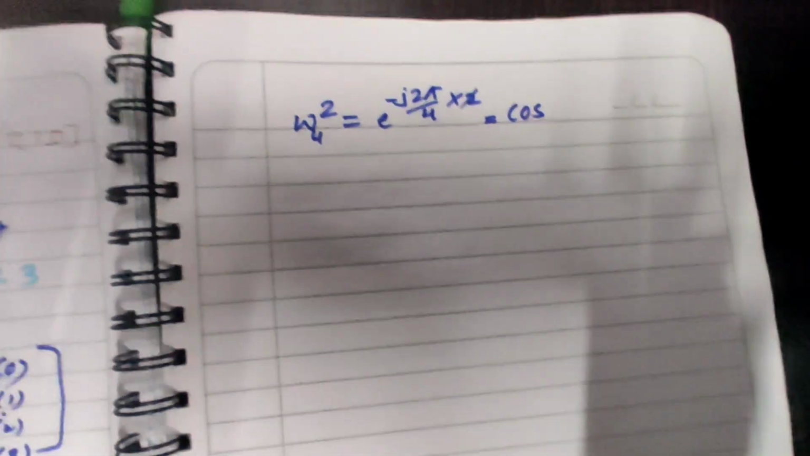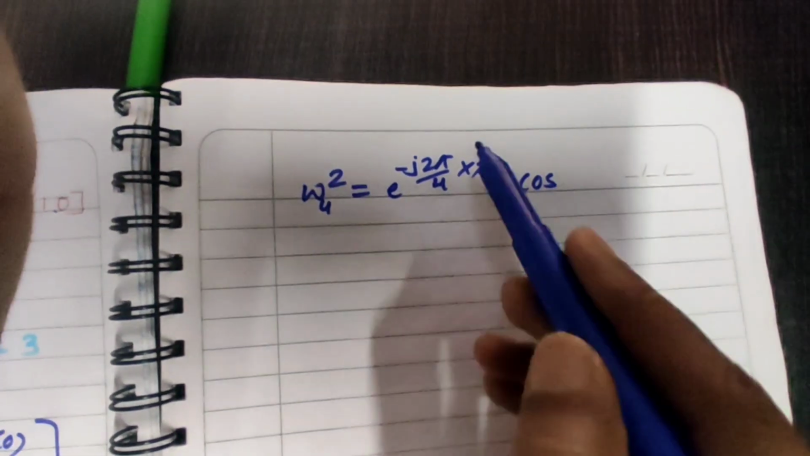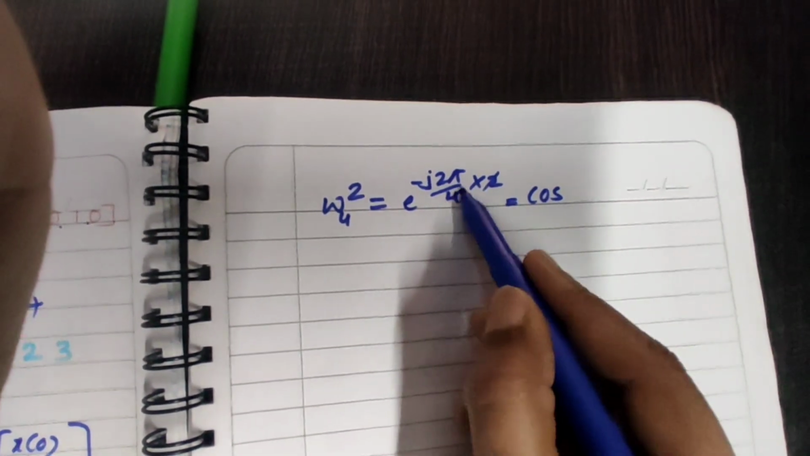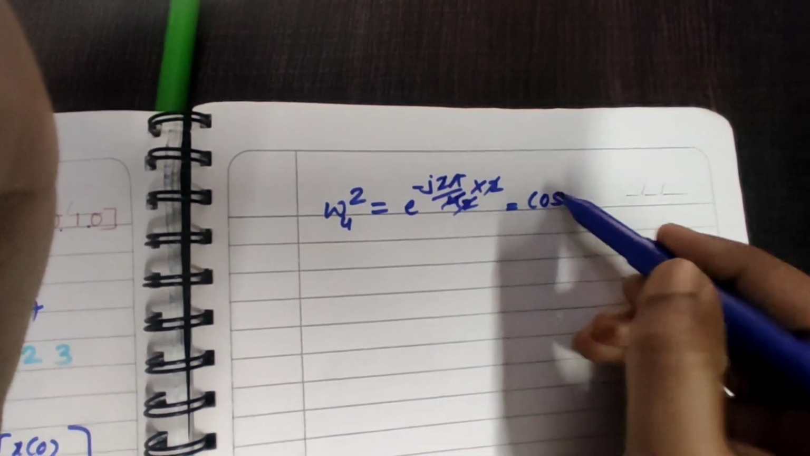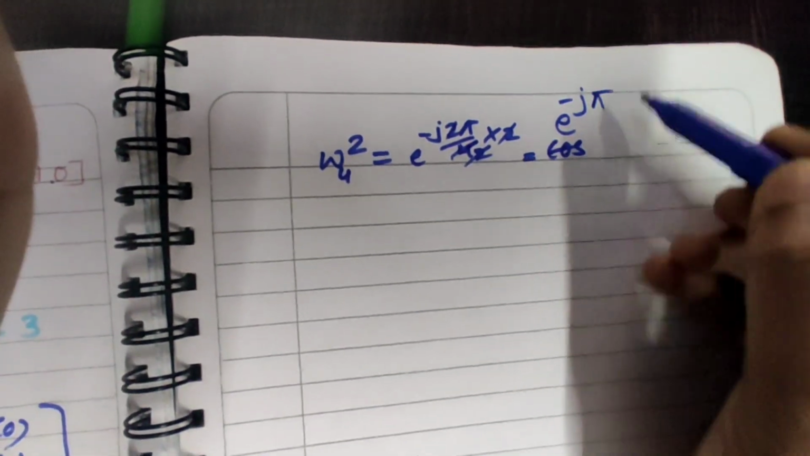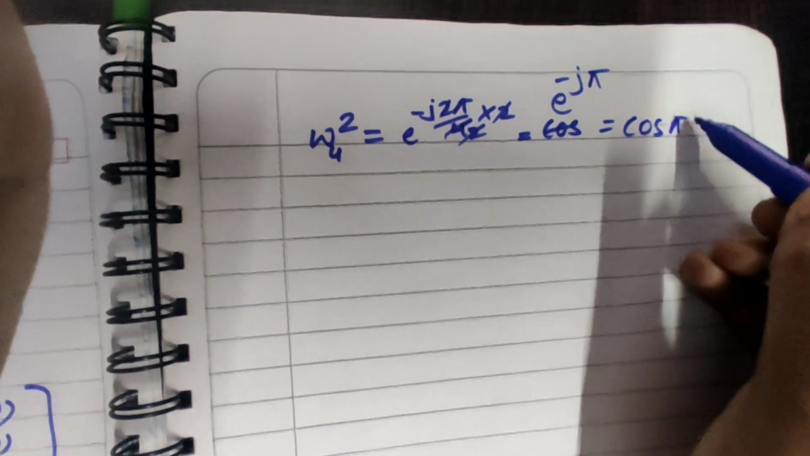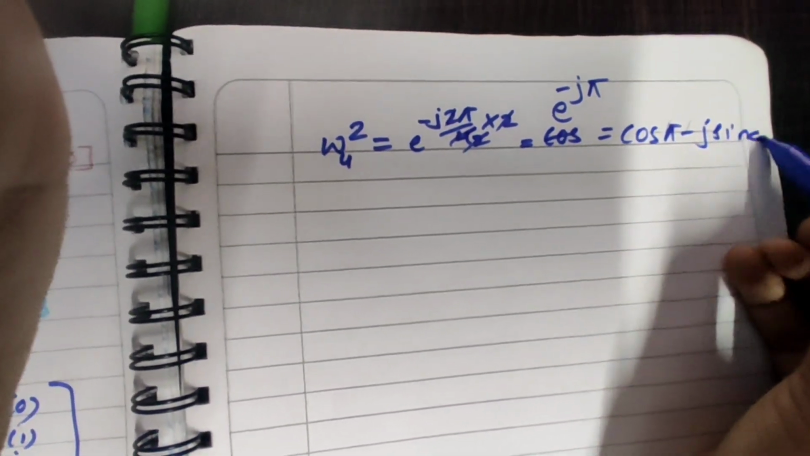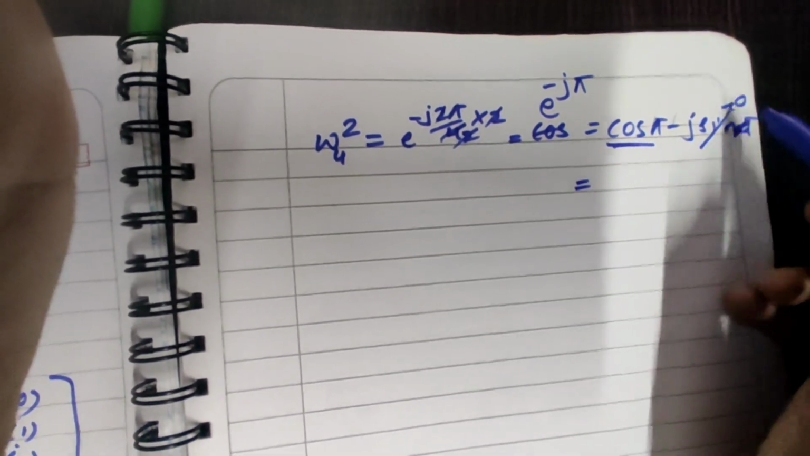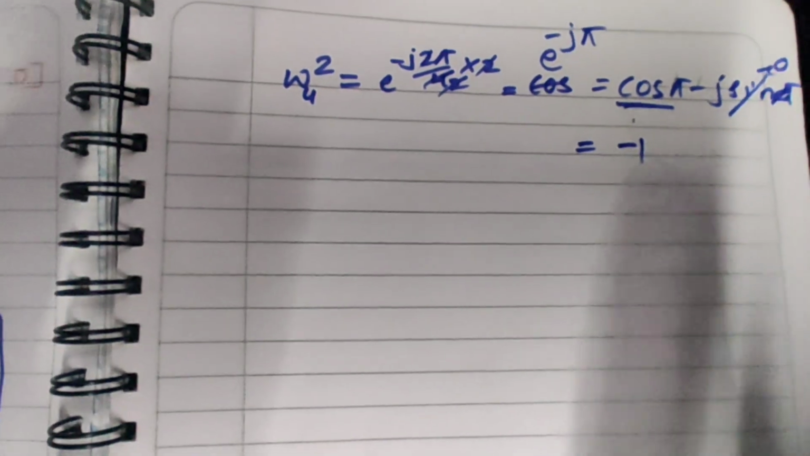Now let us calculate this. Omega 4 raised to 2, which is e raised to minus j 2 pi by 4 into 2. So 2 1s are 2, 2 2s are 4. So 2 gets cancelled, which is nothing but e raised to minus j pi. Okay, so now you can express this one in theta form, which is cos pi minus j sin pi. Sin pi is 0. So cos pi is minus 1, which you can write as minus 1.